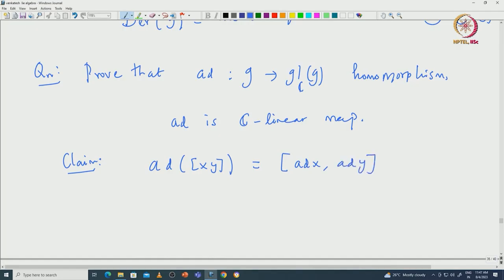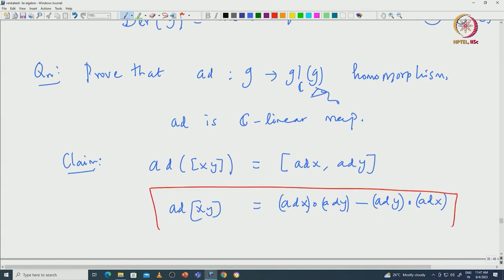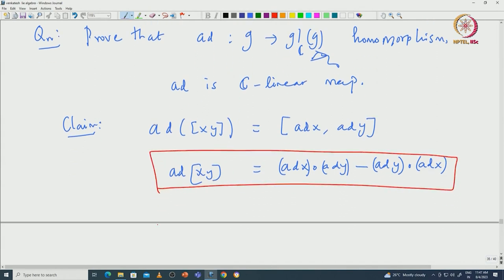But what is the bracket of ad x and ad y? That is nothing but ad x composed with ad y minus ad y composed with ad x. So this is the definition of the commutator inside this GL of G, okay. So ad [x, y] equals this, and this is what we need to prove. We need to prove this as maps, but if you just rewrite everything, we will see that this is nothing but just the Jacobi identity, okay. So let us do it.